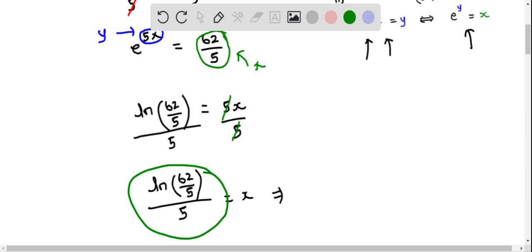That is natural logarithm of 62 over 5, and then divide by 5, and this equals x. So when you plug this into the calculator, we approximately get 62.143. I'm sorry, I actually gave the wrong number. This is not 62.43. So it is x approximately 0.504, and this is rounded to 3 decimal places.